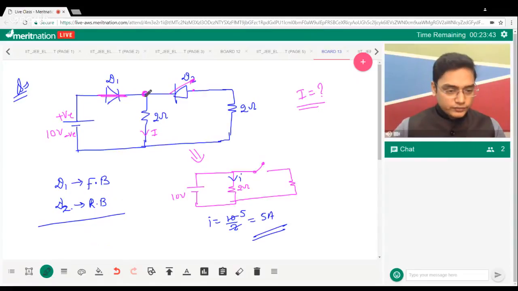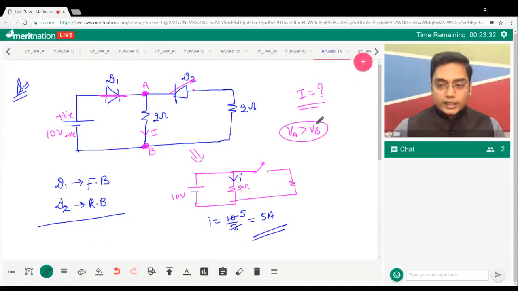So if we compare voltage at this point, if this is A point and this is B point, then VA will be higher than VB for sure. Why? Because this A point is connected with the positive terminal and B point is connected with the negative terminal. So definitely potential of A is higher than potential of B. And if we know this, then the diode's N side is having higher potential and P side is having lower potential. That's why this is in reverse biased. Okay, Sonakshi, got it?